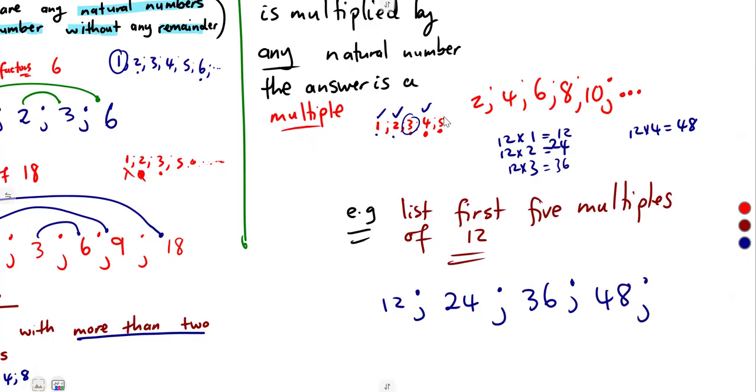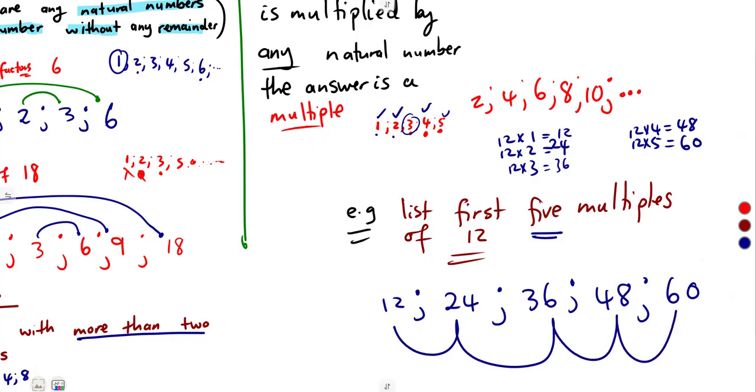12 times 5 is 60. That's a multiple of 12. Remember, they say the first 5, so 1, 2, 3, 4, 5. You just consider the first 5 natural numbers. Just like that, you're done.